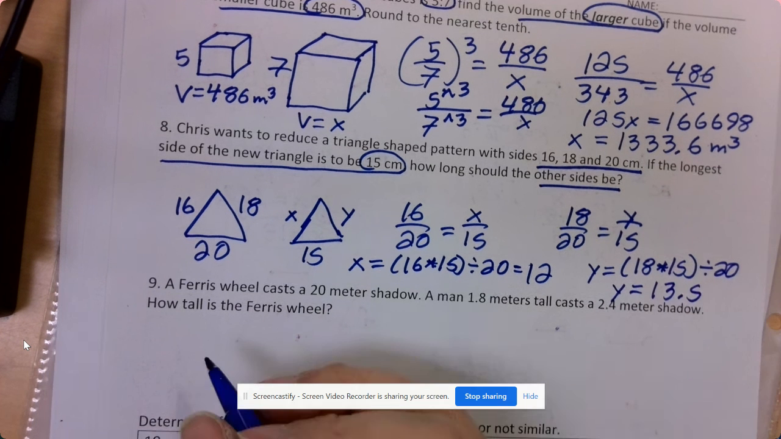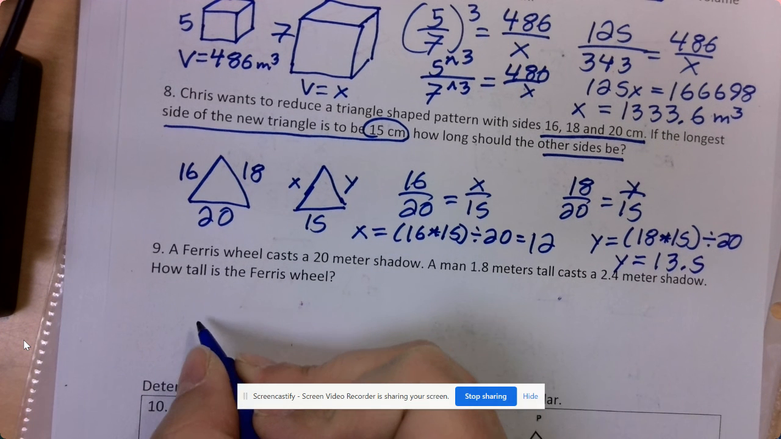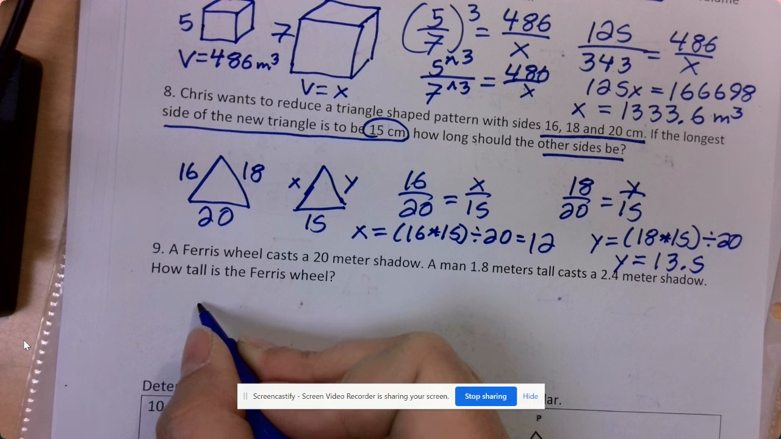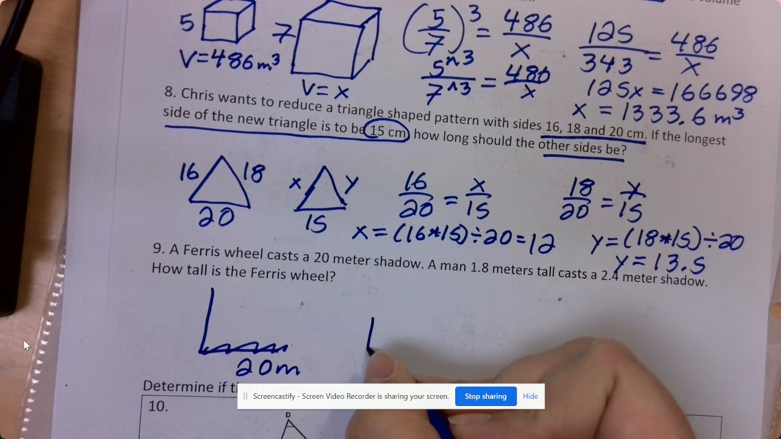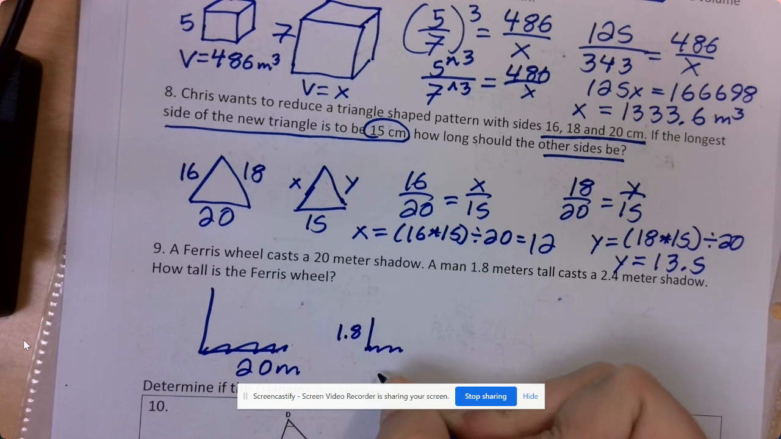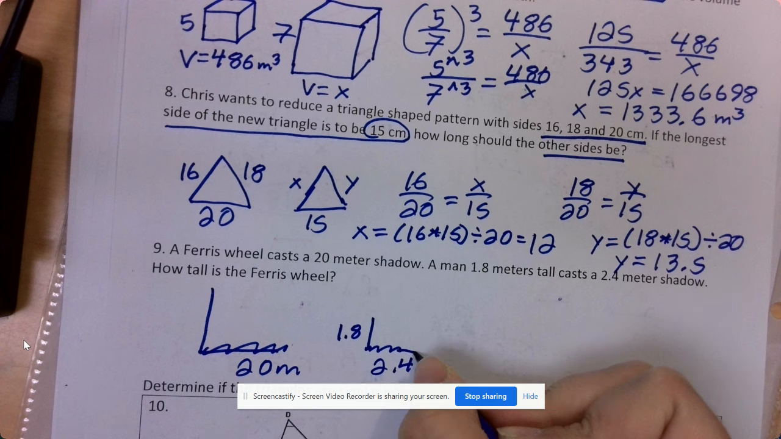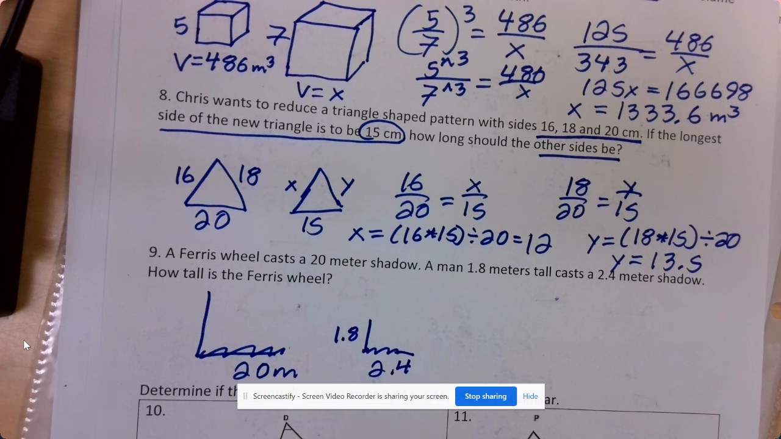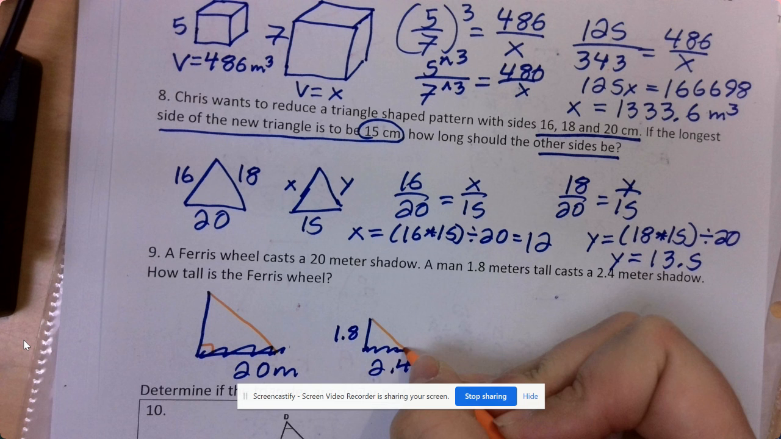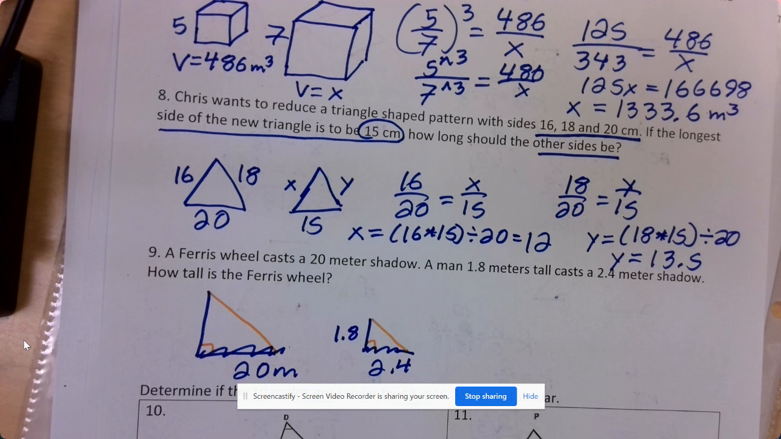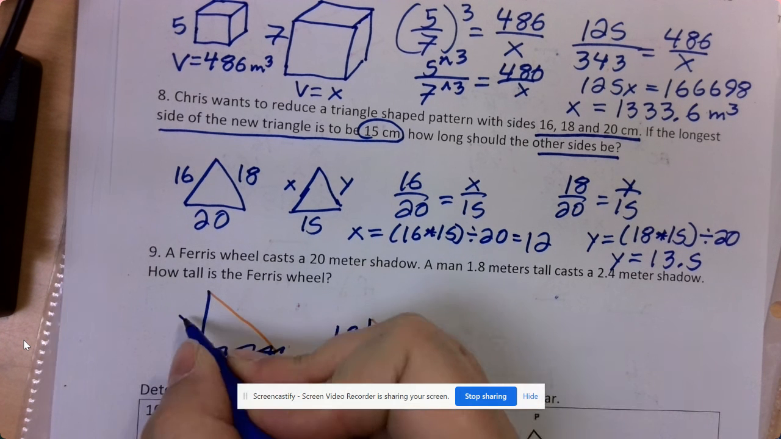Okay, we have a Ferris wheel. Cast a shadow. Cast a 20-meter shadow. A man, 1.8 meters tall, casts a 2.4-meter shadow. We're forming our right angles. Okay, how tall is the Ferris wheel? So that's what we're looking for.